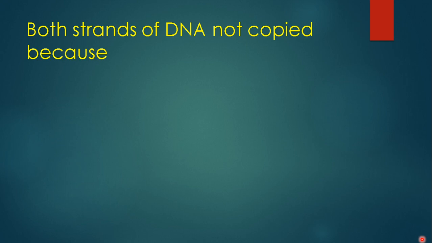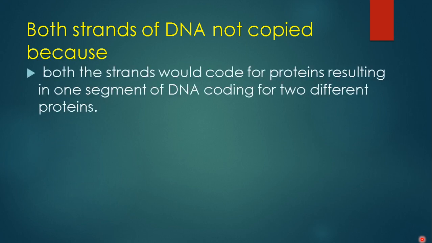Now, both the strands of DNA are never copied. Why? Because if both the strands would code for proteins, then it would result in one segment of DNA coding for two different proteins. That is, both the RNAs formed out of the DNA would start the process of translation independently and both would produce proteins from the same segment of DNA, which would be quite confusing and would not be able to express in the form of proper Mendelian characters.